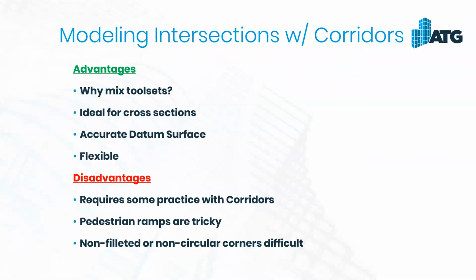Also, if you're going to be using a non-filleted or a non-circular connection to round that corner between your two roadways, this is going to be really tough because you can no longer take advantage of the connected alignment and the connected profile. You'll have to do those manually, and things get really tricky. But when we're talking about circular curb returns and you have some comfort with corridors, I think you're going to have a really fun time here today. So also, you might not need to do it because it might not be worth your time. If you don't need the cross sections or if you don't need your datum surface, then it might not be worth the effort, even if it is a fun exercise.